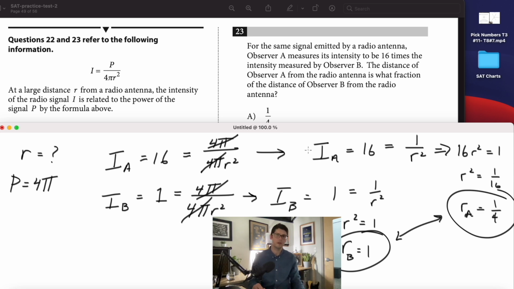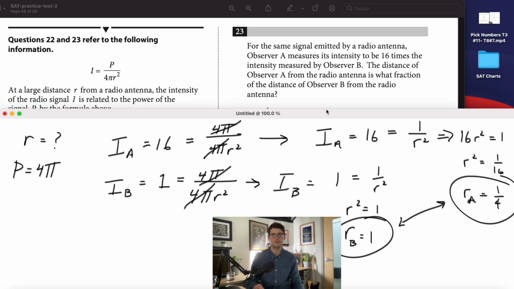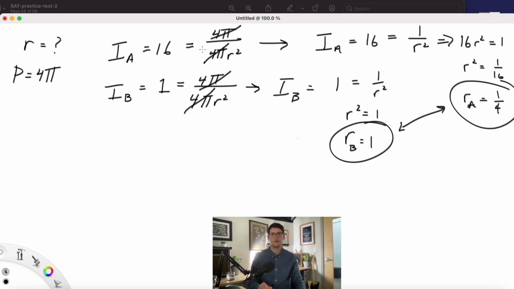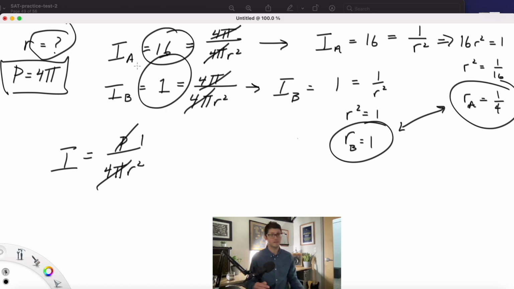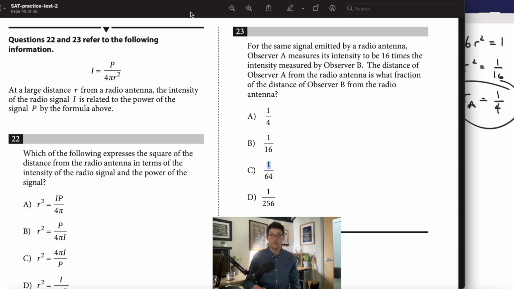So by picking values there, we made our lives really a lot easier. I'm going to bring this up just in case you can't see it very well down there. Just to be clear, we had this equation I equals P over 4 pi R squared. I said I'm looking for R. I can make P whatever I want. That made these things cancel. And I just had intensity equals 1 over R squared. I made the intensity 16 and 1 because those were the easiest values I could think of for making something 16 times bigger than another something, right? That gave me the math that you saw unfold. So hopefully that's helpful. That's just a great example.